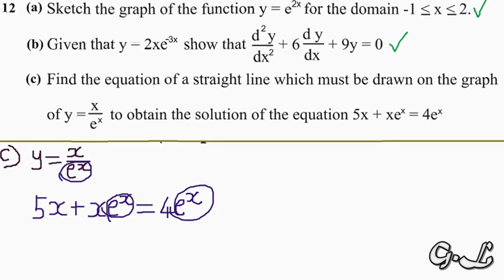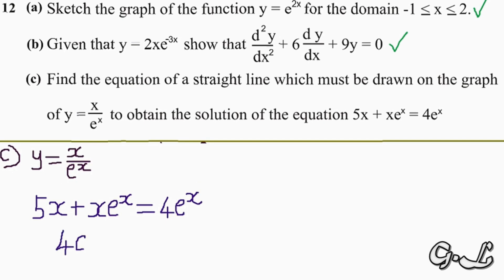Now when you check carefully, in the first equation we have e to the x, and even in the second equation we have e to the x. So what can we do so that we get rid of e to the x in the first equation? We have to get rid of e to the x so that we get the equation of a straight line. So how are we going to get rid of that? Let's get to the solving.